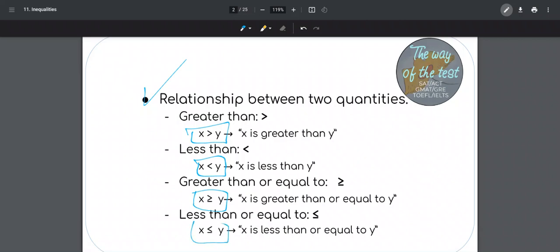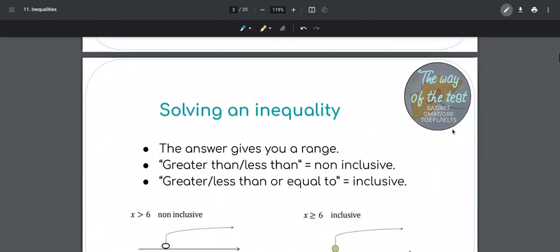And in this case, this reads as x is less than or equal to y, which means that x can be y, but can also take a value that is less than y. In the case of inequality, remember that the answer is a range of possible values. It's not one specific value. Okay, pause the video, copy all of this, and we are going to move on.